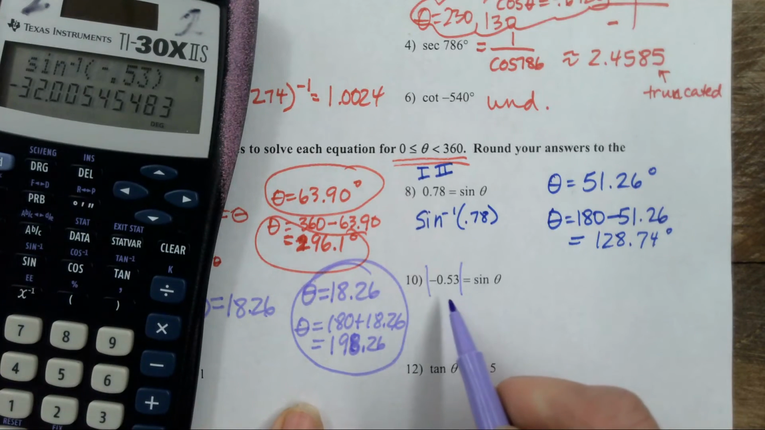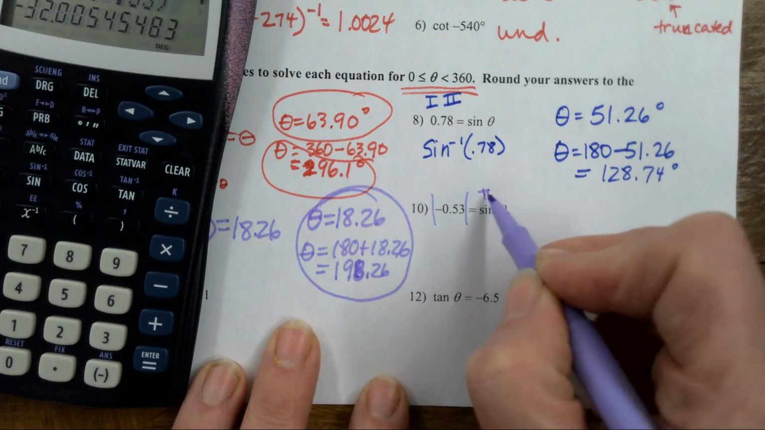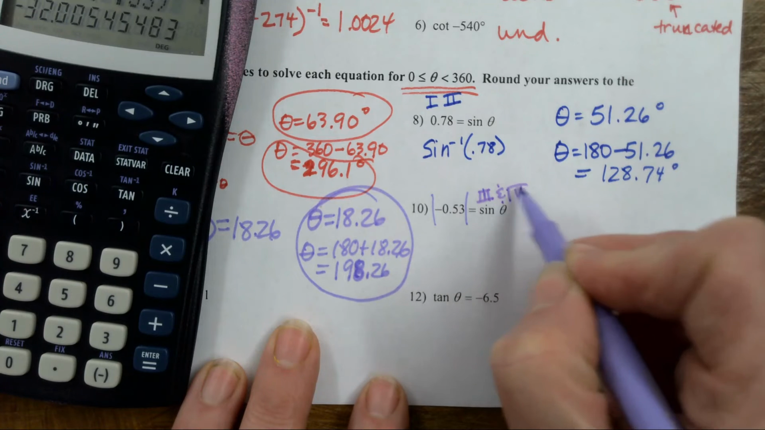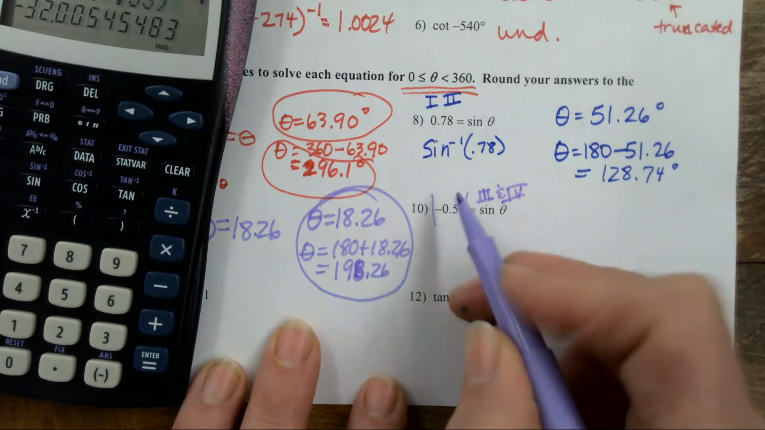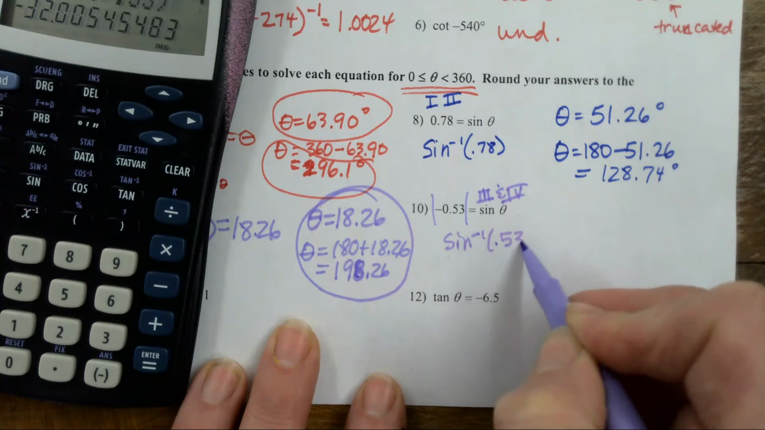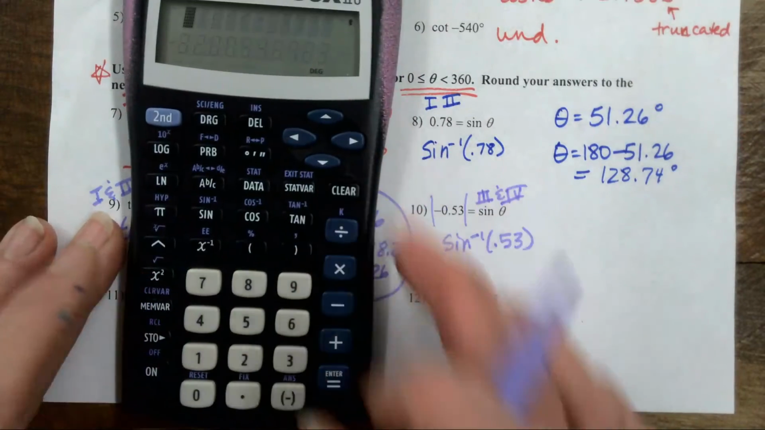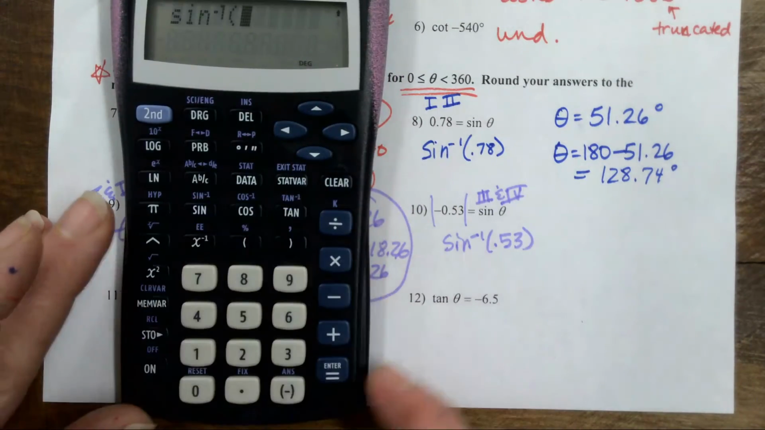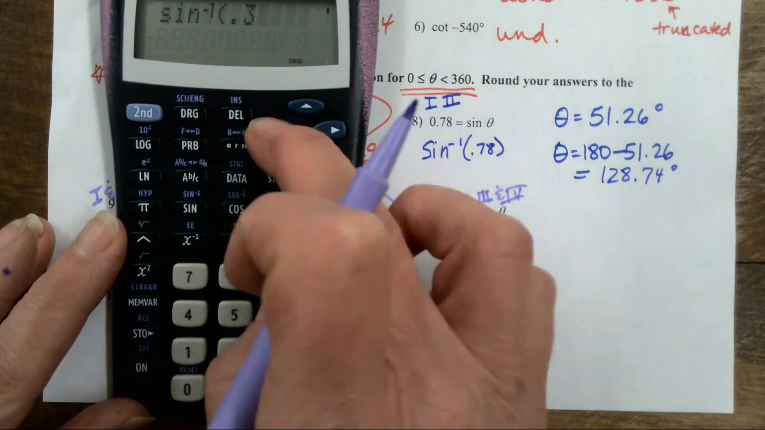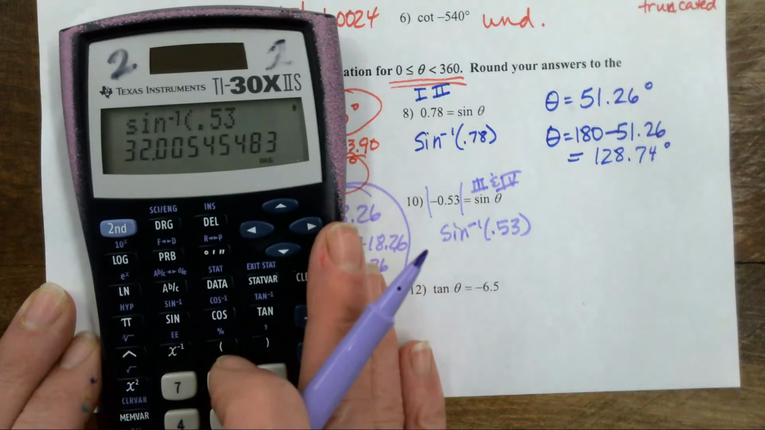When is the sine negative? Third and fourth quadrants. When I plug in the sine inverse of 0.53, I'm plugging in the positive because I don't want to mess with the negative. If I plug in the negative, it's not even going to give me an answer that's in my zone. So if I plug in the sine inverse of 0.53, it will give me my reference angle.